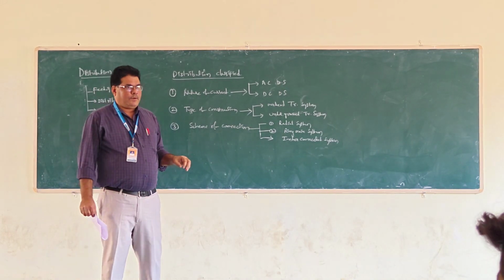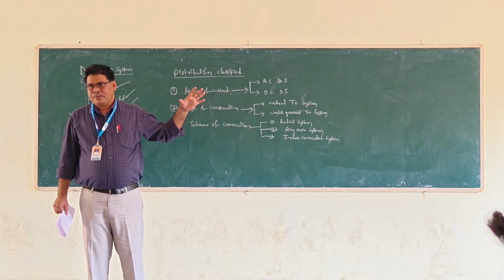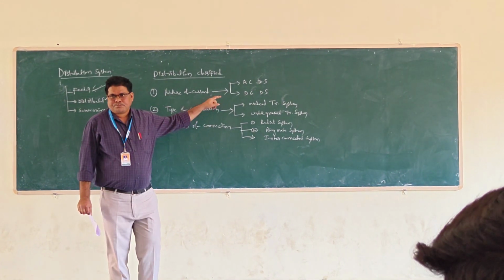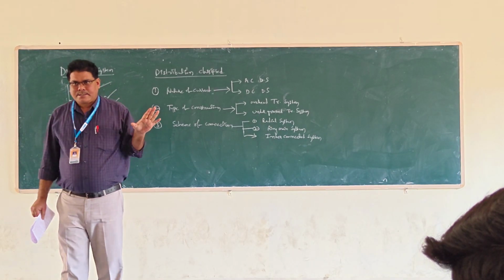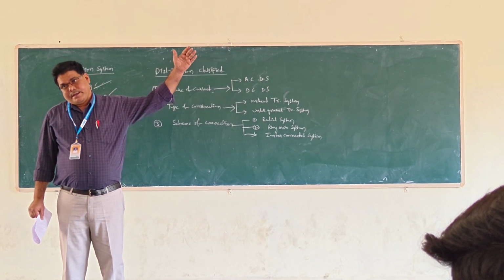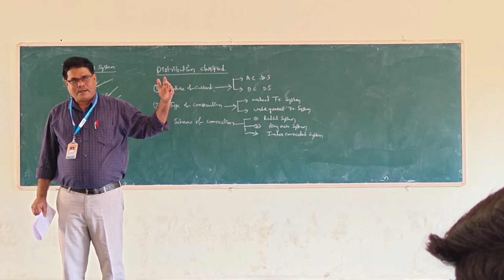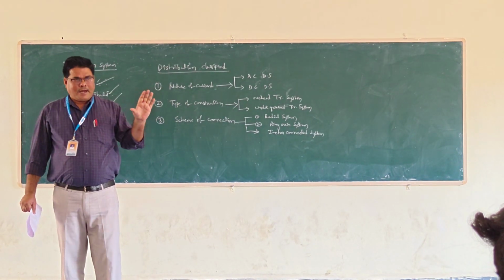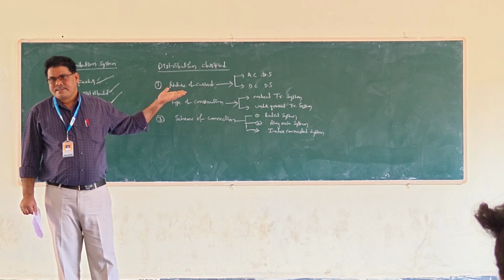Compared on conductor cost, on economic consideration, which one is better? DC, because DC requires only two conductors, positive and negative. In AC, three conductors and a neutral are required. So the copper conductor cost throughout the length matters. Cost wise, DC is better, AC is costly.